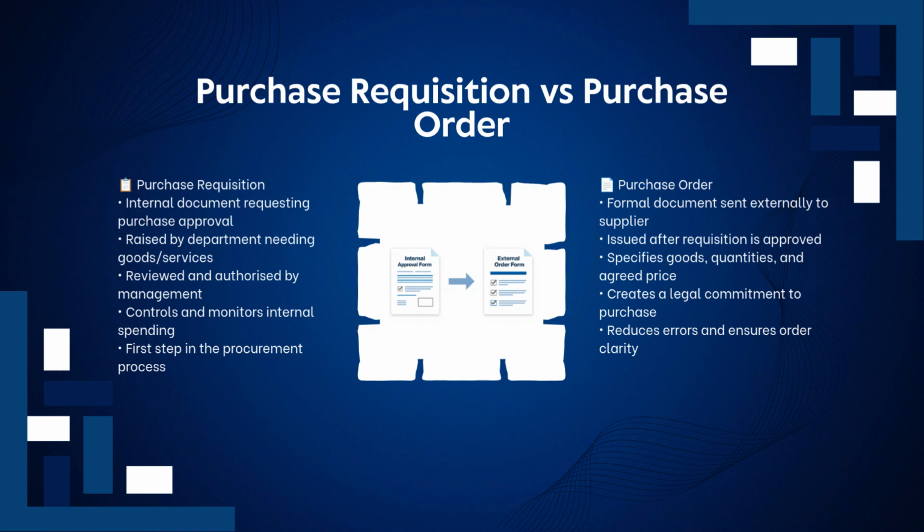It is reviewed, and if permissible, it's authorized by the manager. And it's the first document or the first step in the procurement process, the permission taking. Then comes the purchase order. Whenever I take the permission, then I go to the supplier, I don't go by myself. I send this purchase order, and I state that I need this thing at this amount, and I'm paying you at this price. So it's issued after requisition is approved, and it specifies goods, quantity and price, and creates a legal commitment. Now I'm committed to purchase from you.